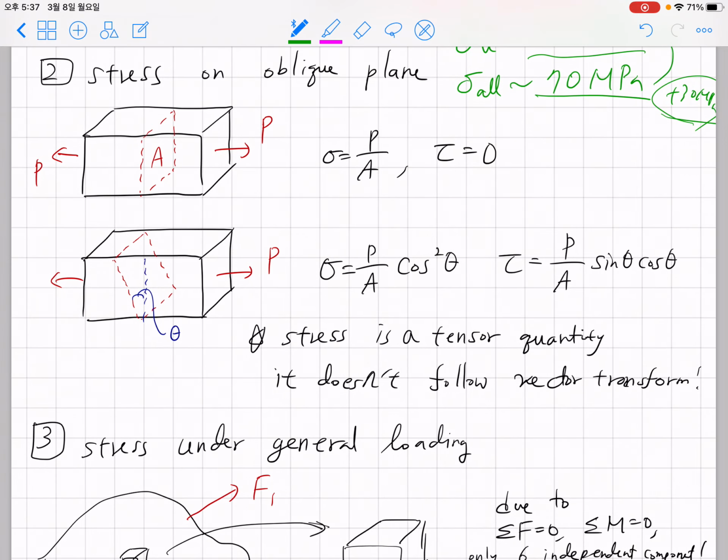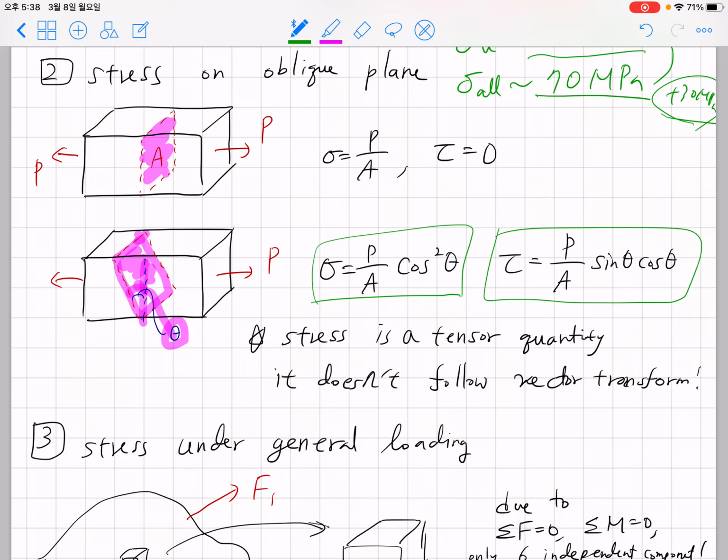Then we discussed stress on an oblique plane. In the first lecture, we discussed stress on a perpendicular plane, but when we have an oblique plane with angle theta, we have to define the force acting here and the area change here. Then what you're going to see here is that the normal stress and shear stress have cosine squared and sine theta cosine theta terms, which you have not seen in your life, right? Because you've only seen vector quantities until freshman year, and you never got exposed to tensor quantities.